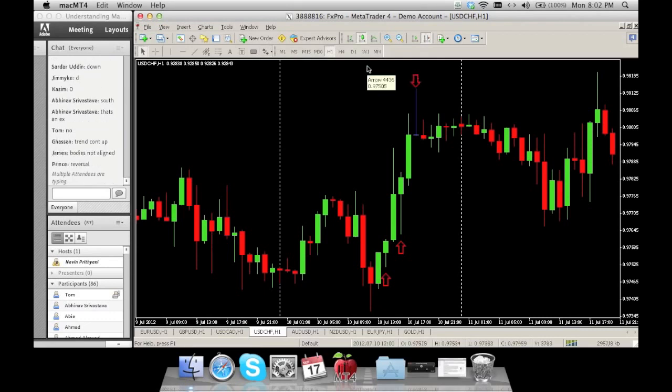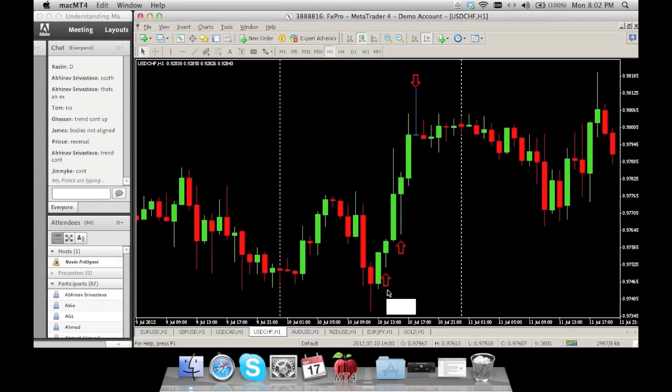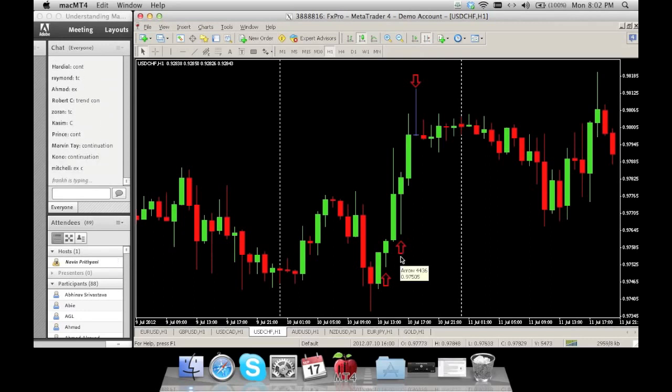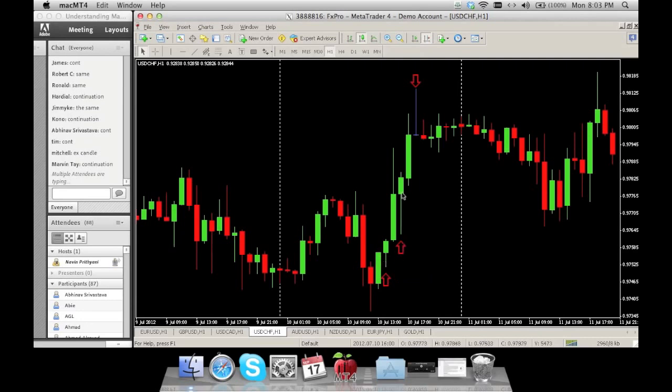Okay, let's do this one at a time. Okay, arrow number 1. What is arrow number 1? Okay, continuation, continuation, continuation. Okay, good. Arrow number 2. What would you say? Okay, Michelle, it's also a continuation. Both of these are trend continuation. These are upside down exhaustion candles.